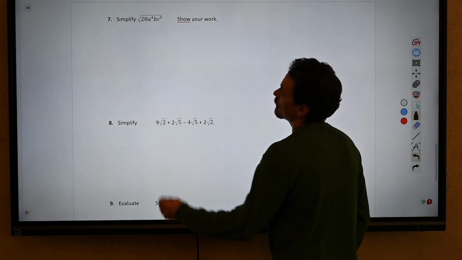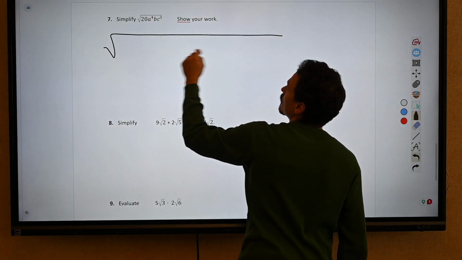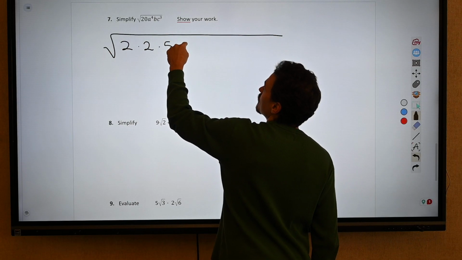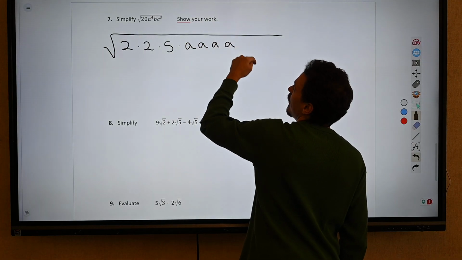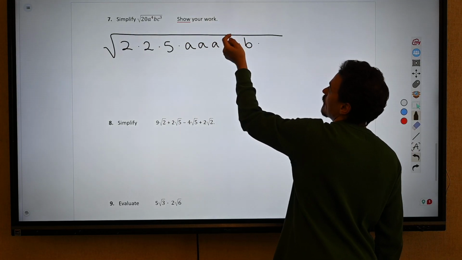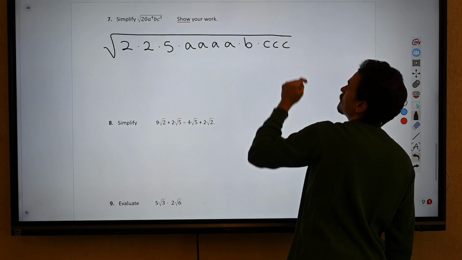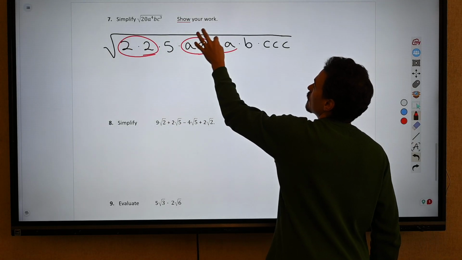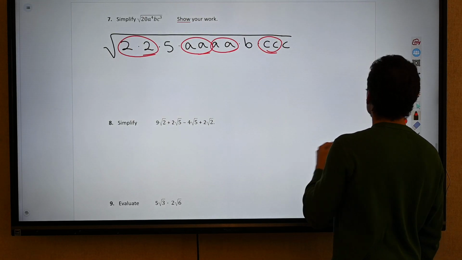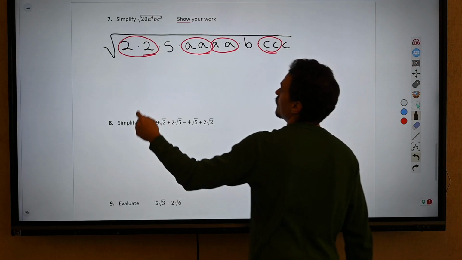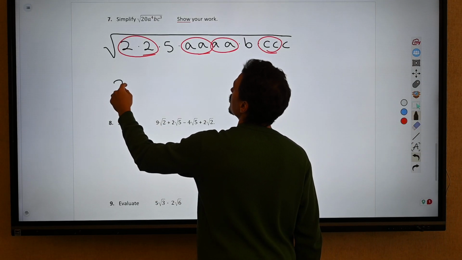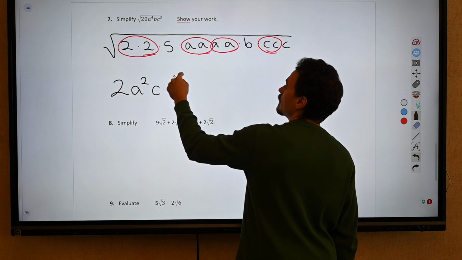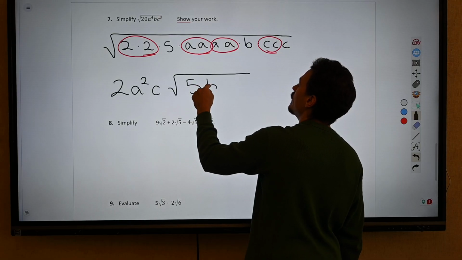Right? Here, I want to expand it out. So I get 2 times 2 times 5 times A times B times C, C, C. I could take out my pairs. Okay? So that gives me 2A squared times C, and then in the square root I have 5BC.